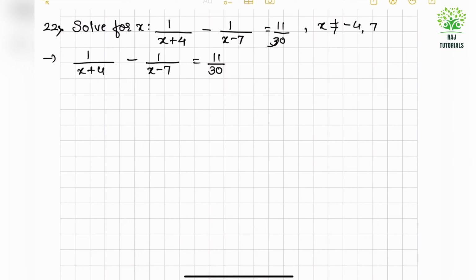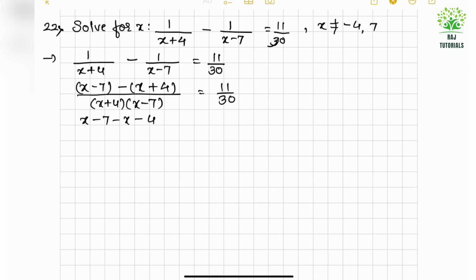Solve for x: 1 upon x plus 4 minus 1 upon x minus 7 equal to 11 upon 30, where x is not equal to minus 4, 7. So here I am given 1 upon x plus 4 minus 1 upon x minus 7 equal to 11 upon 30. Now taking the LCM on the left side, I will have x plus 4 into x minus 7 in the denominator, and in the numerator x minus 7 minus x plus 4.